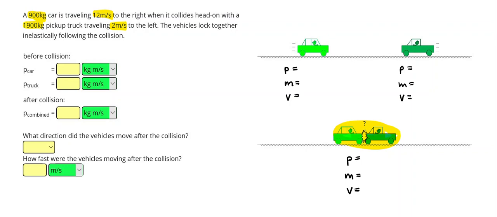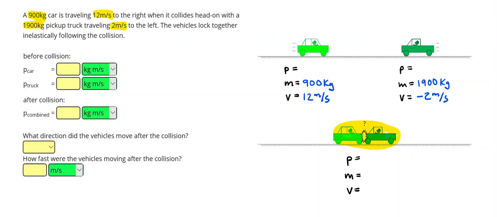It says a 900 kilogram car, so that's going to be the mass of the car. And the car was traveling 12 meters per second to the right. The truck has a mass of 1900 kilograms, and it's traveling to the left. Remember, velocity is a vector, so I need to make that -2 meters per second.